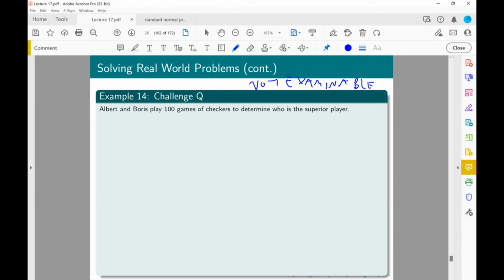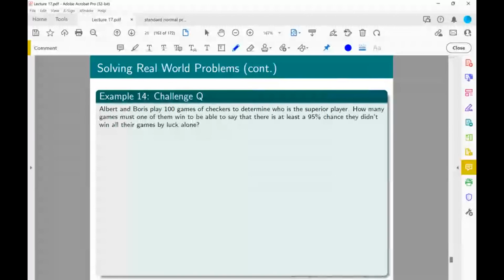So the idea is, let's say Albert and Boris play 100 games of checkers, and they want to find out the superior player. And what do we want to do? We want to calculate the probability that one of them has at least 95% chance they didn't win all the games by luck alone. So an approach for this one is to work out, if it was just by random luck, the cutoff point where the probability is 95%.